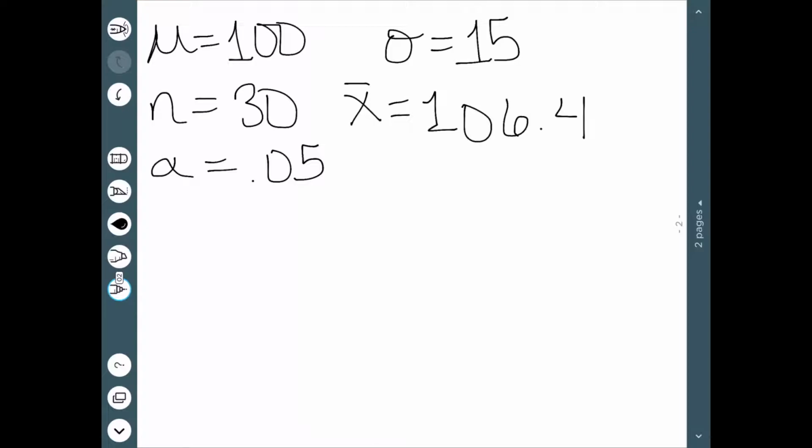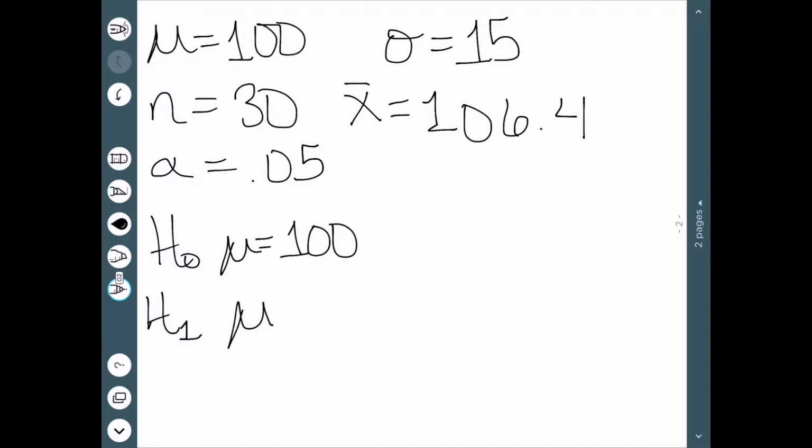Our first step is to define our hypotheses. Our null hypothesis is always going to say that you're equal to exactly where you think you should be. Our alternative, we think these students have higher IQ, so their IQ should be greater than 100. The next step is to find the critical value.